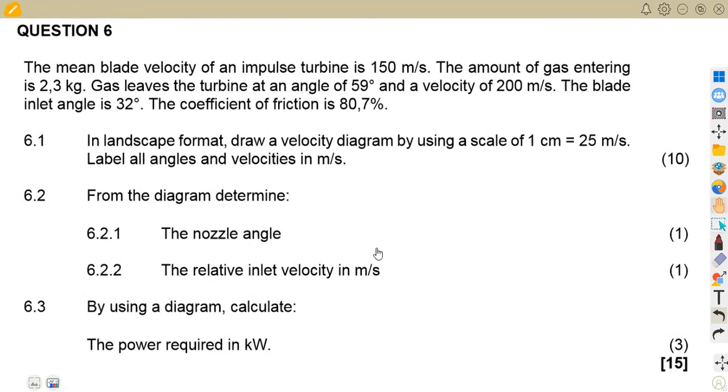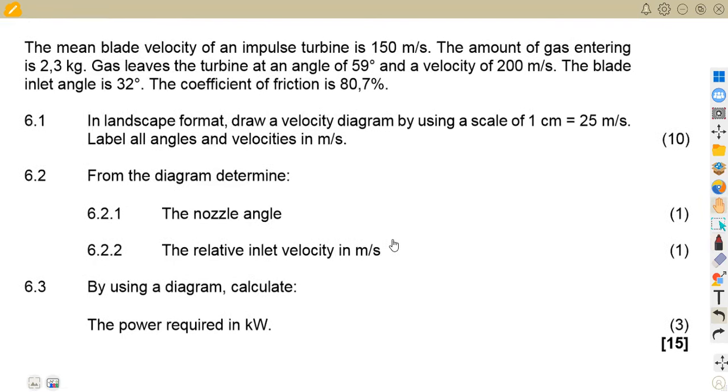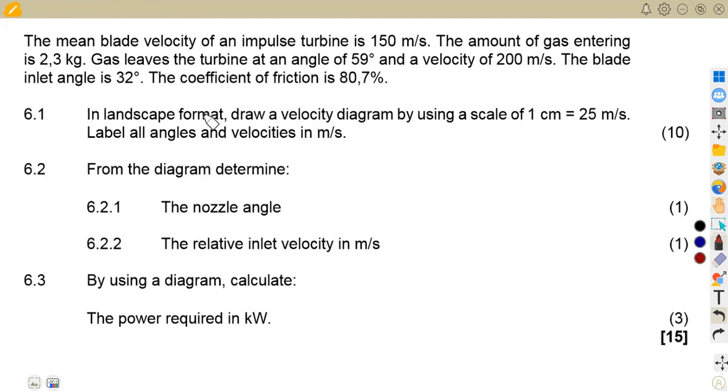So this is question number 6 of the November 2022 exam that we are given, and we're given the first part here, that the mean blade velocity of an impulse turbine. Take notes, we are dealing with what? An impulse turbine in this case. So this is what we are dealing with. That's an impulse turbine. So we just need also to understand the properties. That's why I was saying each and every part I'm going to talk about it.